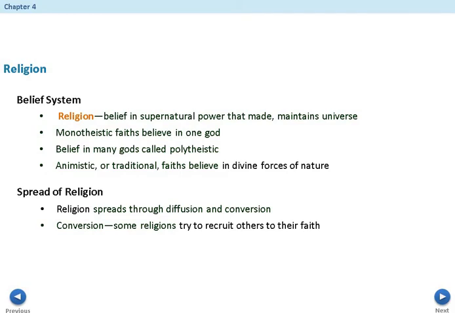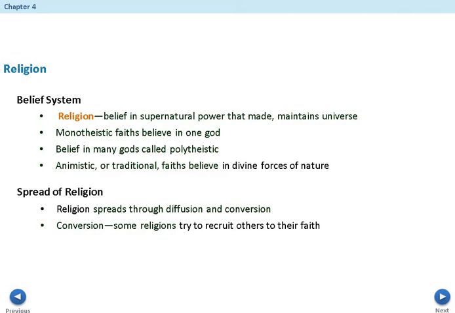We need to know the difference between monotheistic and polytheistic. Monotheistic will be the belief in one God. Polytheistic is going to be the belief in many gods. Now, animalistic or traditional faiths believe in the divine forces of nature. This would be things like Native Americans.